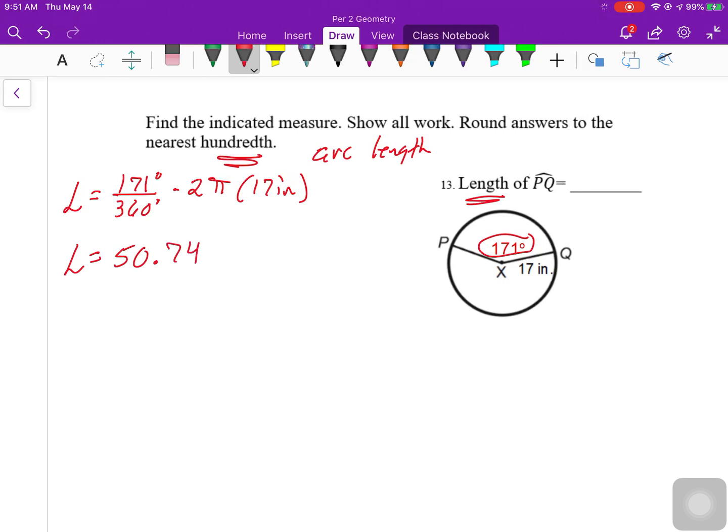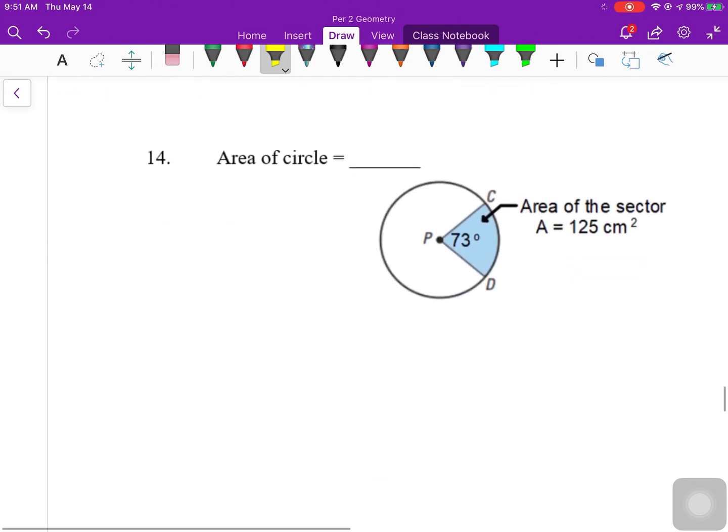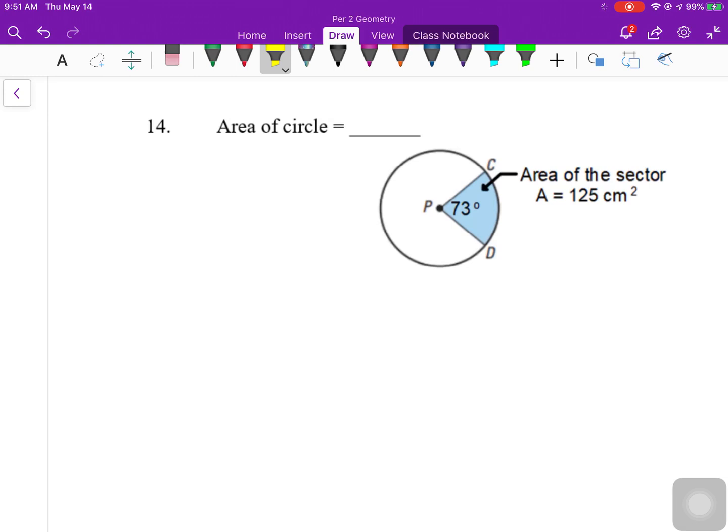They've asked us to round here to the nearest hundredth. The arc length here comes out to be 50.74, and then the label would be inches. And that's actually telling us the length of this yellow arc out here. That was the first thing we talked about in this chapter. Let's take a look at another problem from early in the chapter.